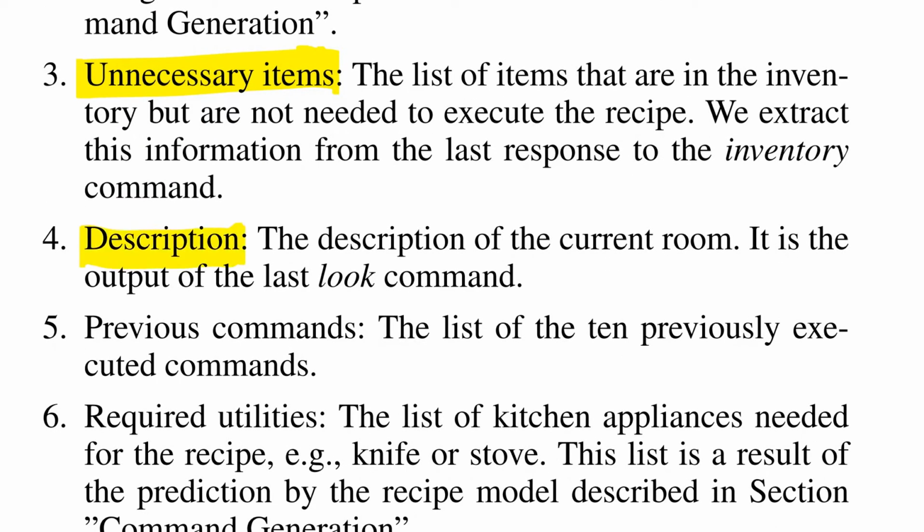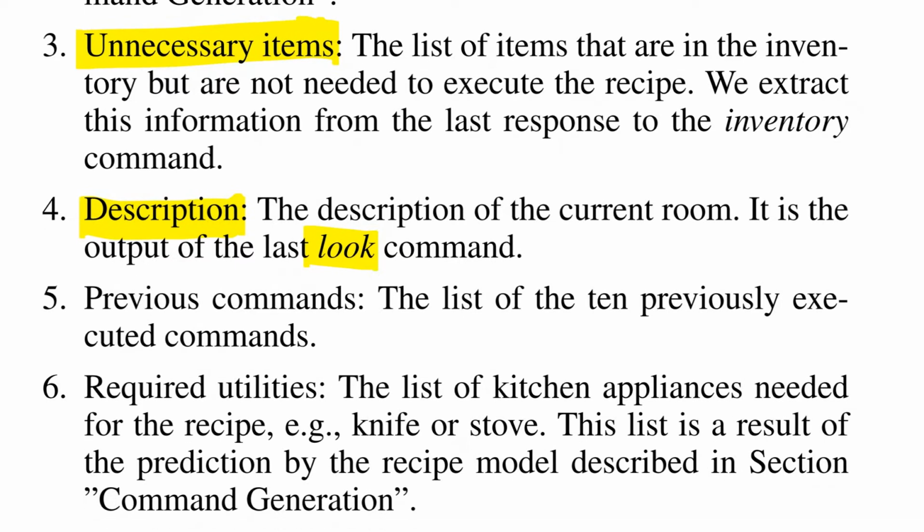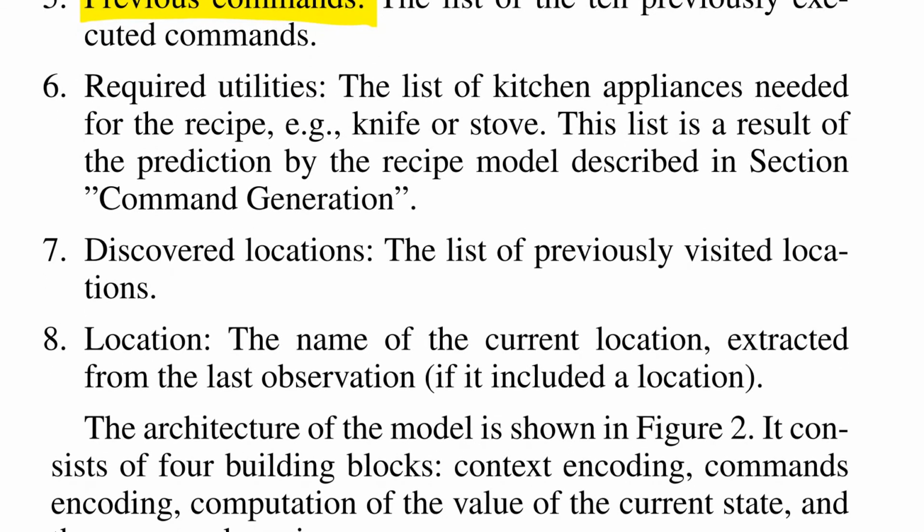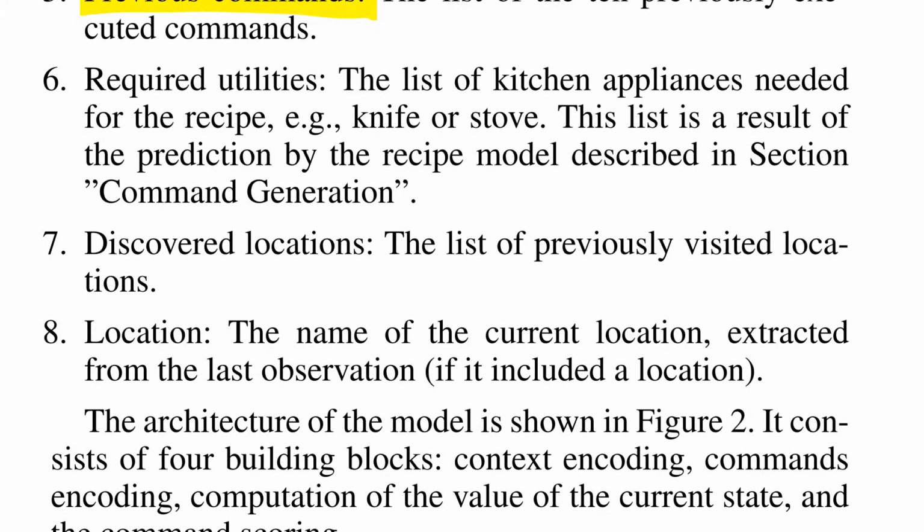Then description, which is the output of the last look command. So in each room you can type look, and then it'll give you a description of the room and what's in there. The previous commands are often used in RL, either explicitly or implicitly through a recurrent network, to give the agent an idea what happened in the previous steps, so that it learns to not repeat actions unnecessarily.